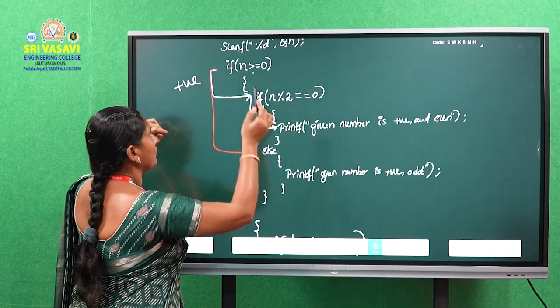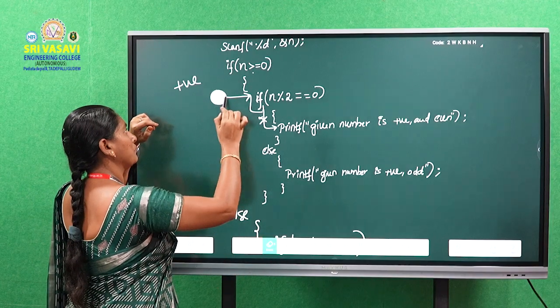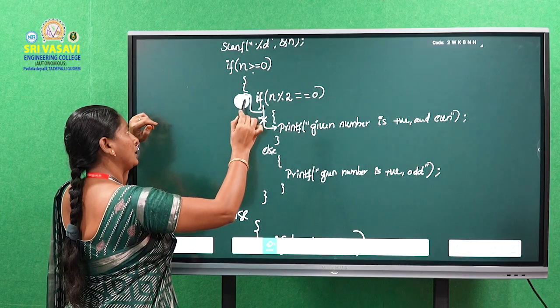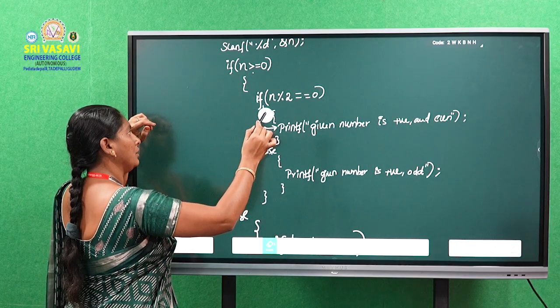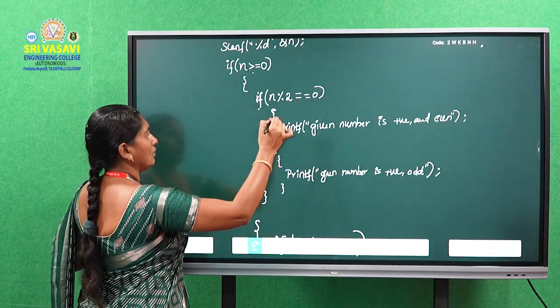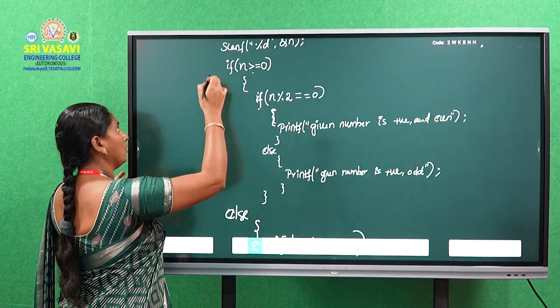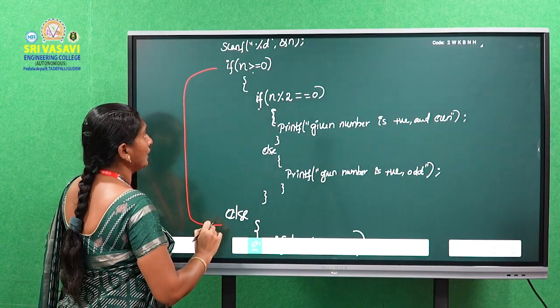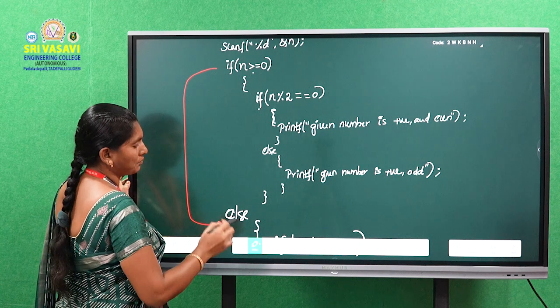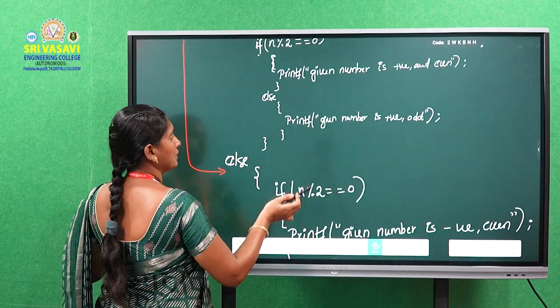So what if the main condition fails? That means the first condition itself fails. If the number is negative, then only the first condition will be false. So whenever the first condition is false, the compiler will directly come into the else block. Then it will execute the set of statements in the else. What are the statements in the else?